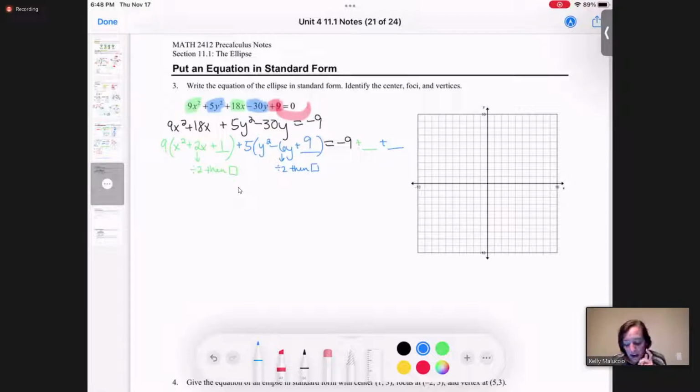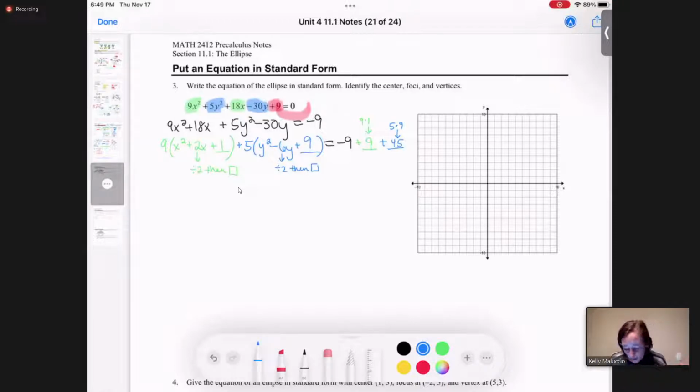So we add 9. Now the weird and tricky bit on the other side is because we took out this 9 and 5, we're actually not adding 1 and 9. Technically, we're adding 1 times 9, or 9 times 1, right? So we're adding 9 to that side. And then we're adding 5 times 9, so 45. Because in the end, if I simplified this again, I would distribute that back in. But we want to complete the square and make it nice. So this is what we're doing.